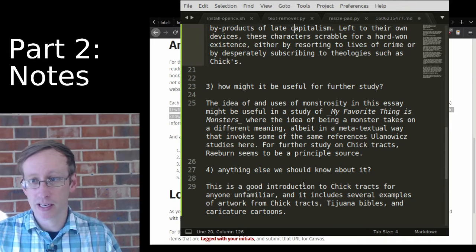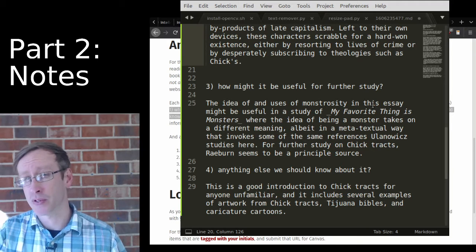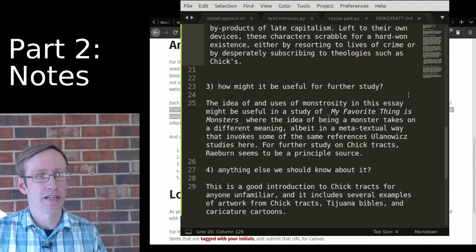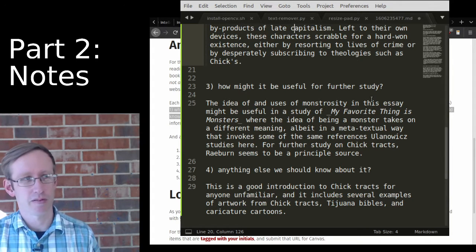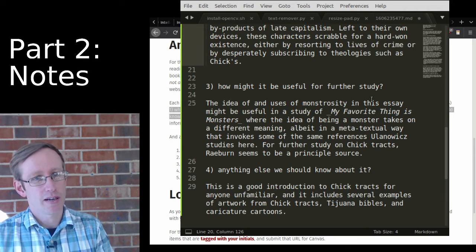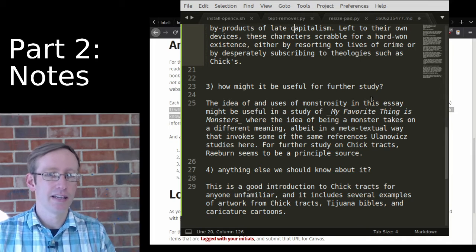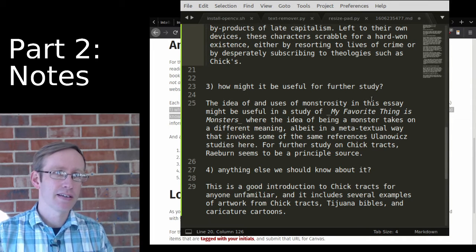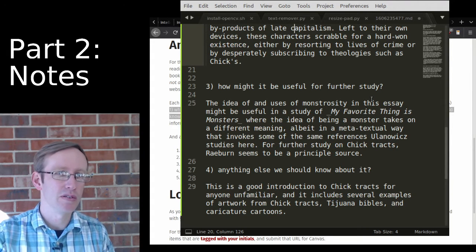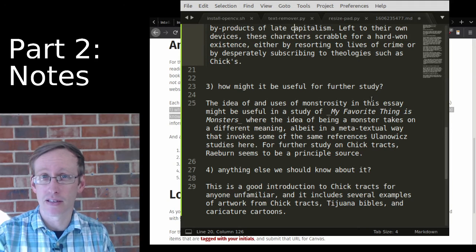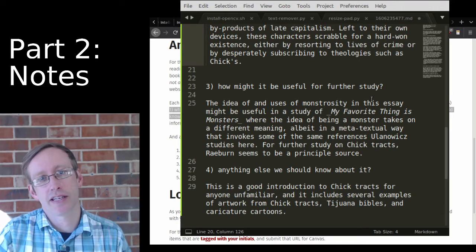So then the next question is, how might it be useful for further study? In this class, we just finished reading My Favorite Thing is Monsters. There aren't a whole lot of essays out there already about My Favorite Thing is Monsters directly, but if that's something you wanted to write about in your final project, you might find this article about Chick tracts useful because of the way it talks about monstrosity, and monstrosity as a figure within these comics, or a way of understanding these comics, might provide an interesting way to view the idea of monstrosity as it appears in My Favorite Thing is Monsters. So I don't know, but I certainly offer that as something to read.